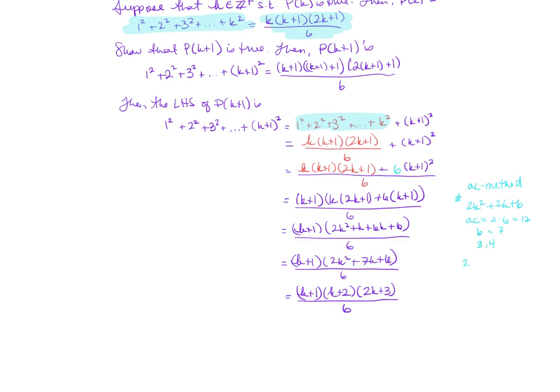So we would do 2k squared plus 3k plus 4k plus 6. And now we would factor out just a k here, and we'd get 2k plus 3. Just a 2 here, and we would get 2k plus 3. So we get 2k plus 3 and k plus 2, which is exactly what we found.